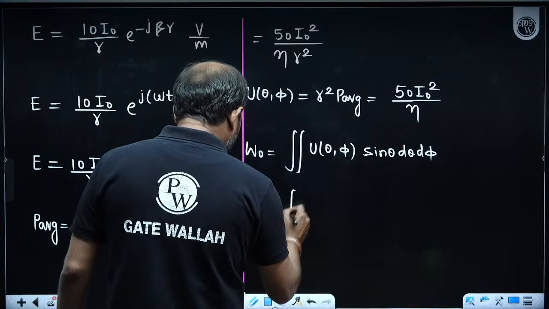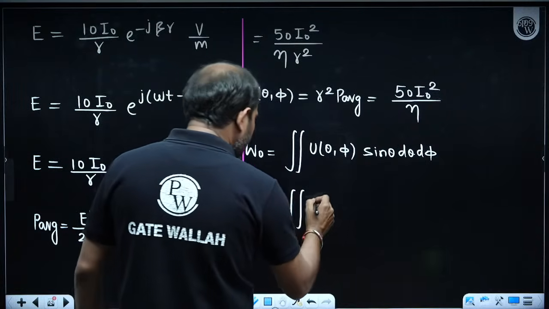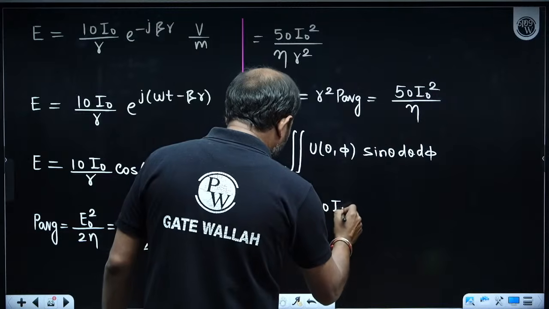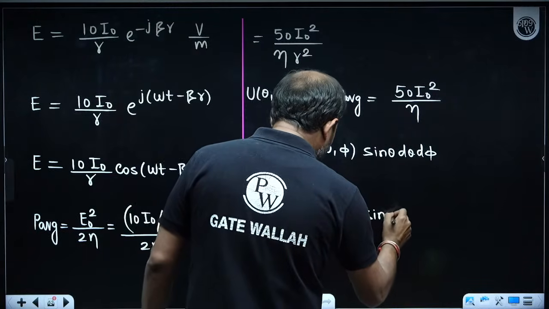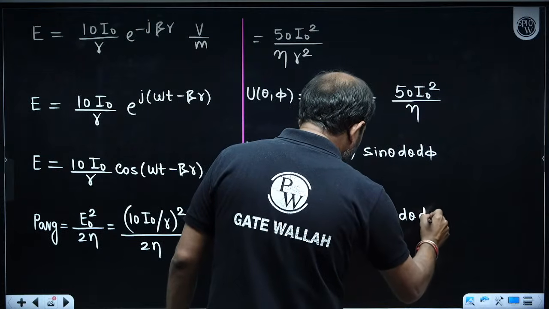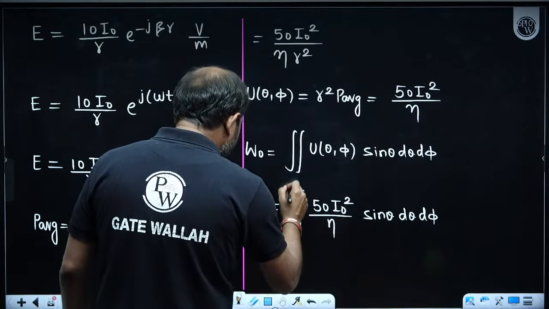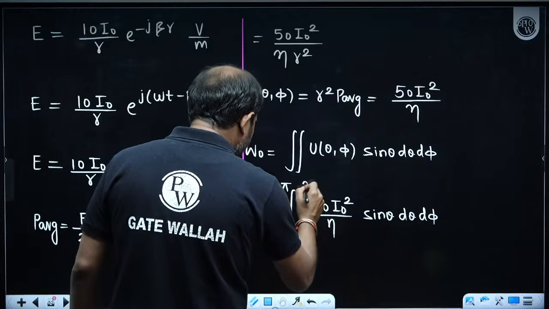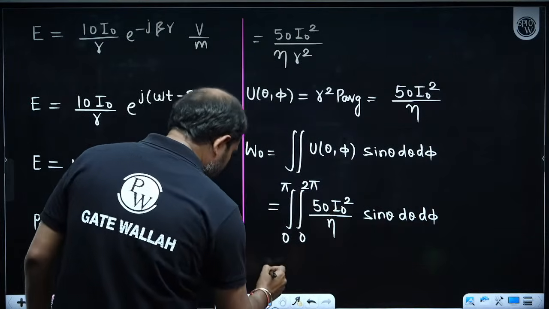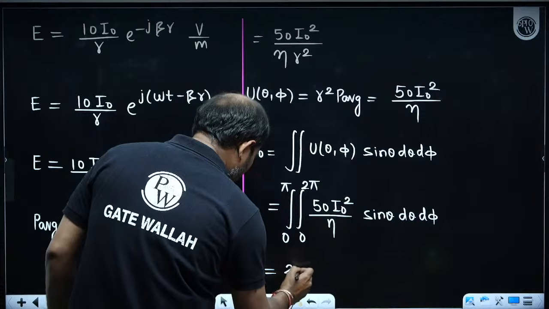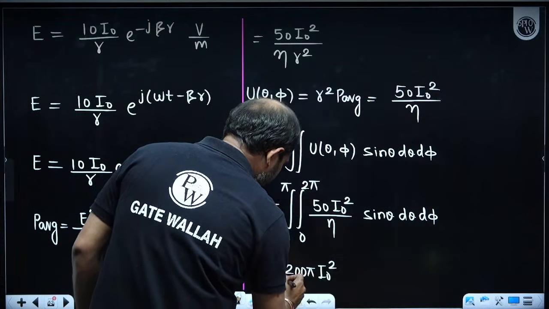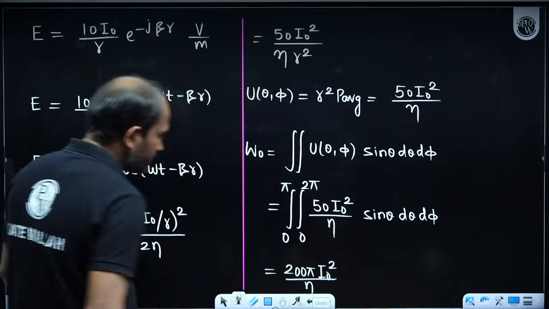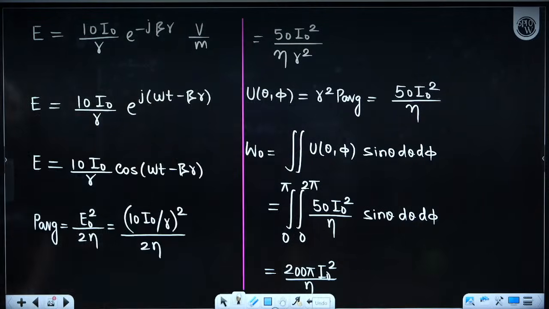So how much will it be? It will be 50 I naught square upon eta, integral of sin theta d theta d phi. Sin theta is 0 to pi, and d theta d phi gives 4 pi. So 200 pi I naught square upon eta. Then W naught you have calculated.